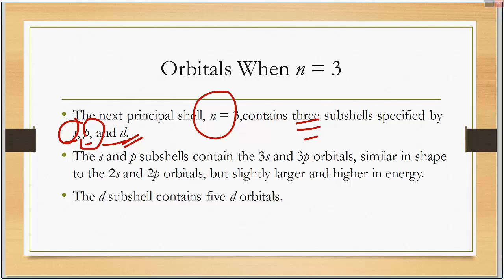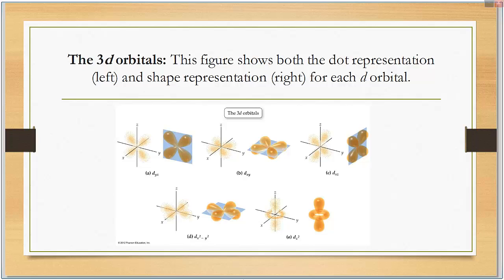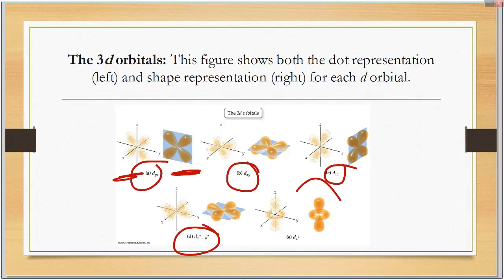The D subshell contains 5 d orbitals. So there's 1 s orbital, there's 3 p orbitals, now there's 5 d orbitals. 1, 3, 5. Those numbers become important later on. The figure shown here is the dot representation and the shape representation for each of the d orbitals. There's 5 of them. Here's the first 4, they just look like clovers. The 5th one's a little bit different.